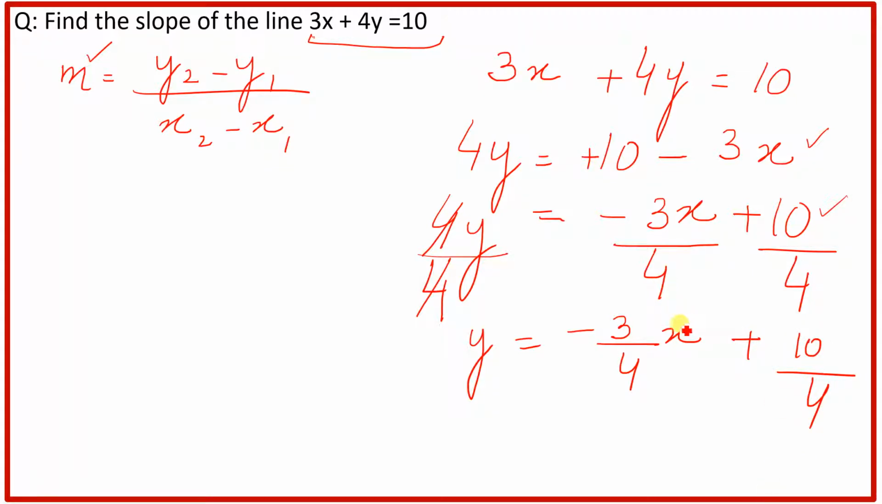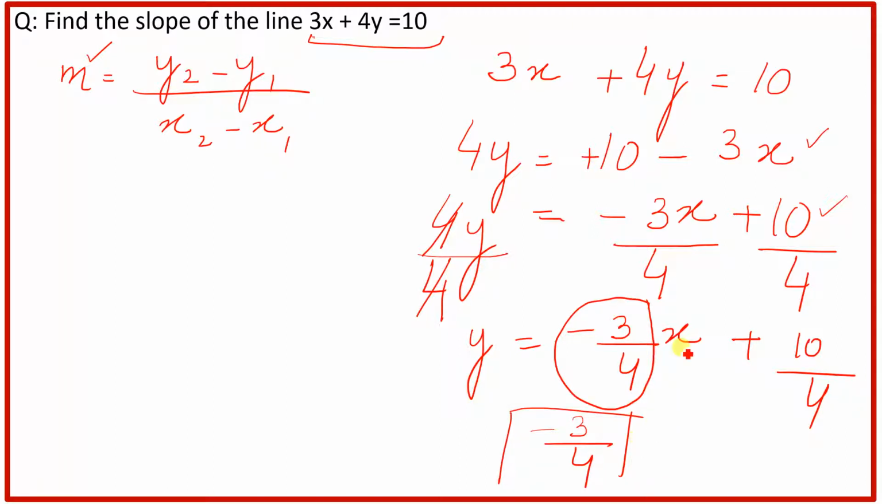So here we have solved the equation for y in terms of x. X is here on the right hand side. Always solve for y. So y is equal to this coefficient. See, this is the coefficient of x. The coefficient of x is always the slope. So the slope of the line is negative 3 over 4.